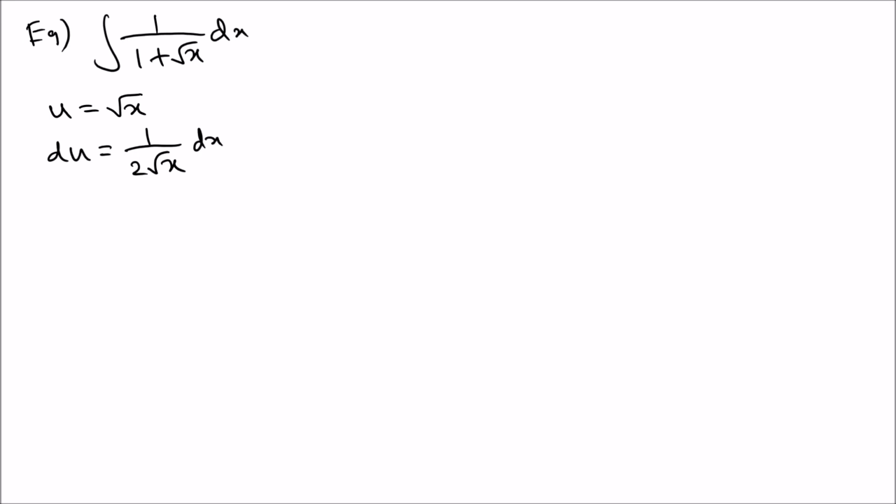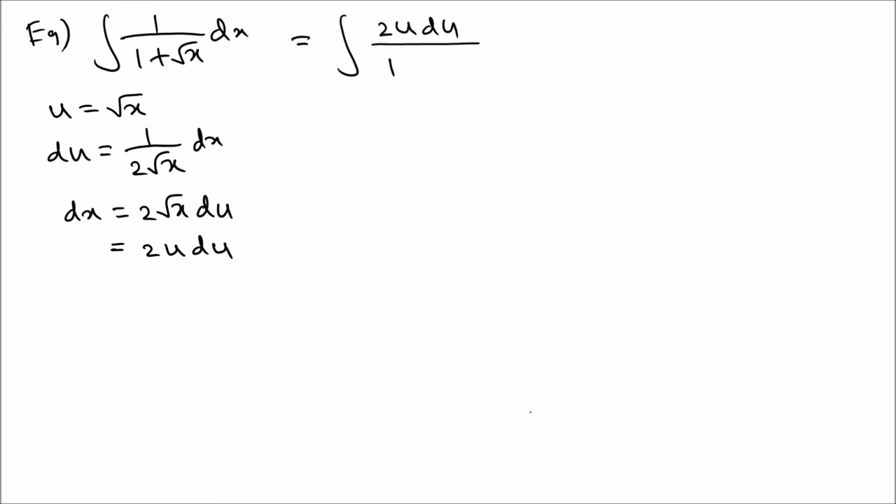Then you can cross multiply. So you're going to get dx equal to 2 square root x du, and then you can substitute. Once you substitute, it's going to be 2u du. So that's what you get. So what's going to happen now if you substitute? The top is going to be dx, and dx means 2u du. In the bottom, it's going to be 1 plus u.